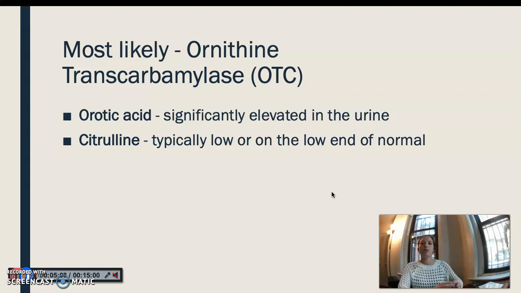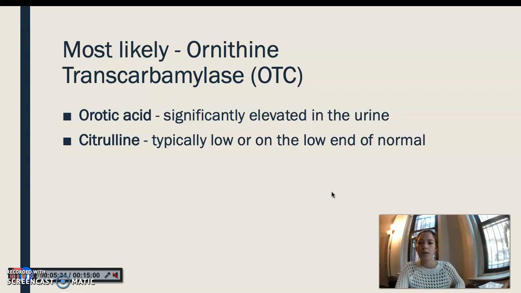This OTC deficiency would also explain the patient's symptoms. OTC is an X-linked enzyme that catalyzes the synthesis of citrulline. Citrulline is synthesized from carbamoyl phosphate and ornithine. Because this enzyme is X-linked, it's often less severe and less common in female patients. The deficiency is often fatal in males because they only have one X chromosome.